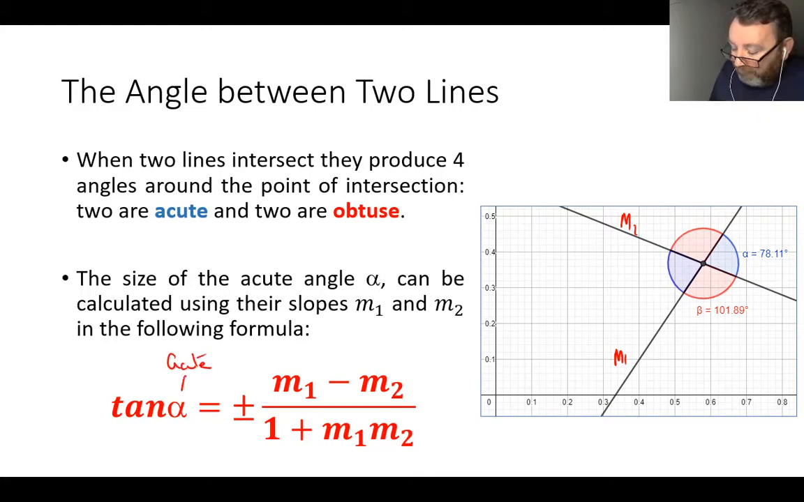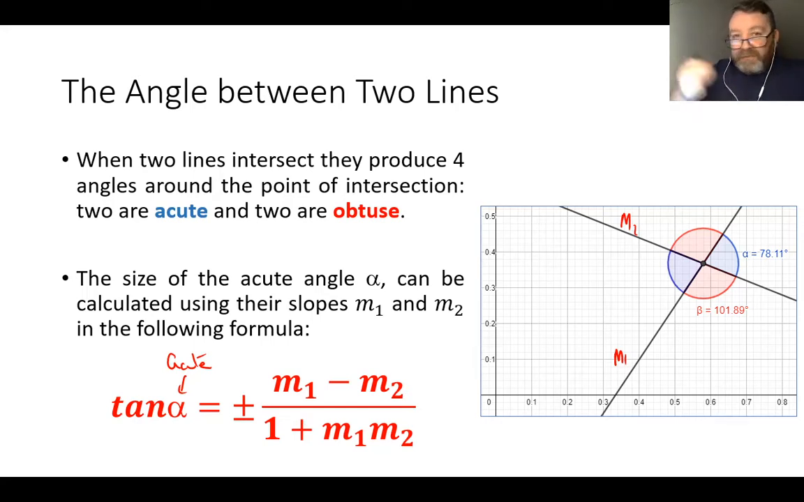It's the acute angle. So the tan of the acute angle alpha is equal to plus or minus the difference between the two slopes over 1 plus their product. Another way to say that, plus or minus m1 minus m2 over 1 plus m1 times m2. Okay, and if you get the two slopes and put them in here, what will come out will be the tan of the angle.